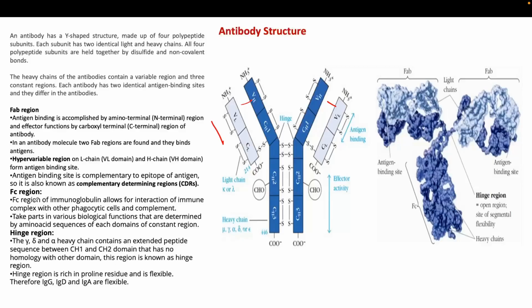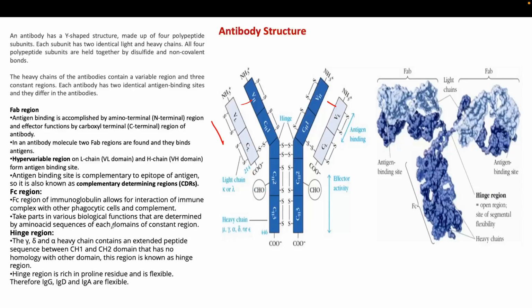Then you have the Fc region. This region is called the Fc region here. So what is the Fc region? The Fc region of immunoglobulin allows for interaction of the immune complex with other phagocytic cells and complement. Through this side the antibody will bind to any kind of cell surface and initiate the immune complex.